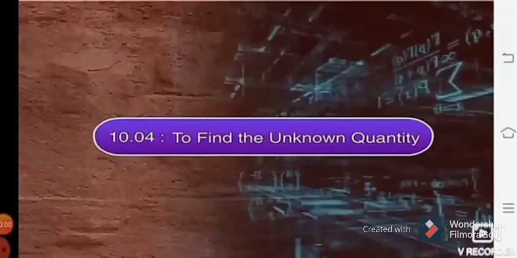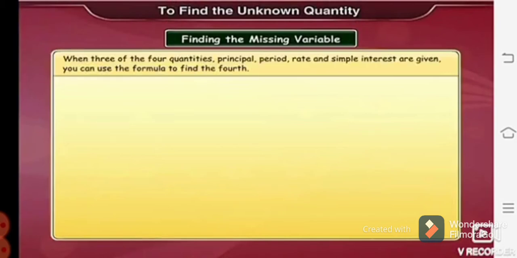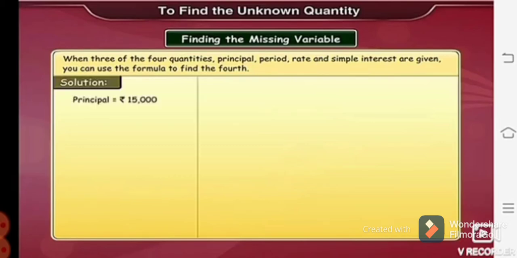So now let's learn, when three of the four quantities principal, time, rate and amount are given, how to find the fourth. Finding the missing variable. When three of the four quantities principal, period, rate and simple interest are given, you can use the formula to find the fourth. Okay. So now let us take one of the examples and study how to find the fourth.